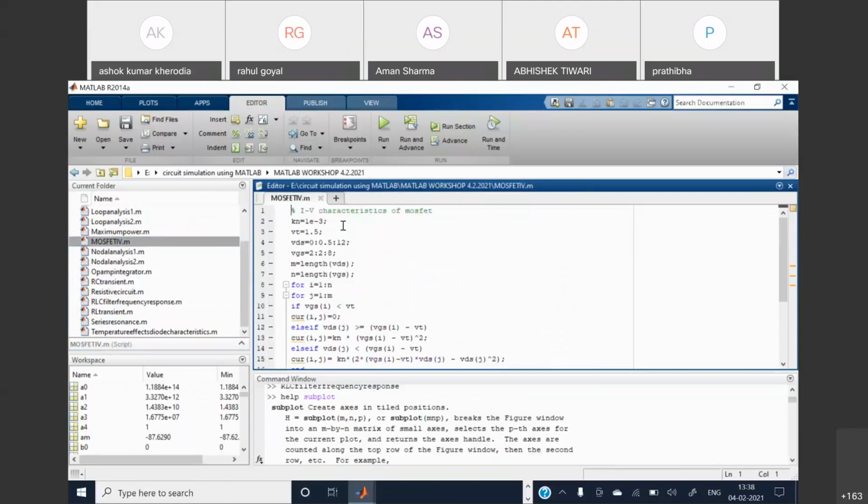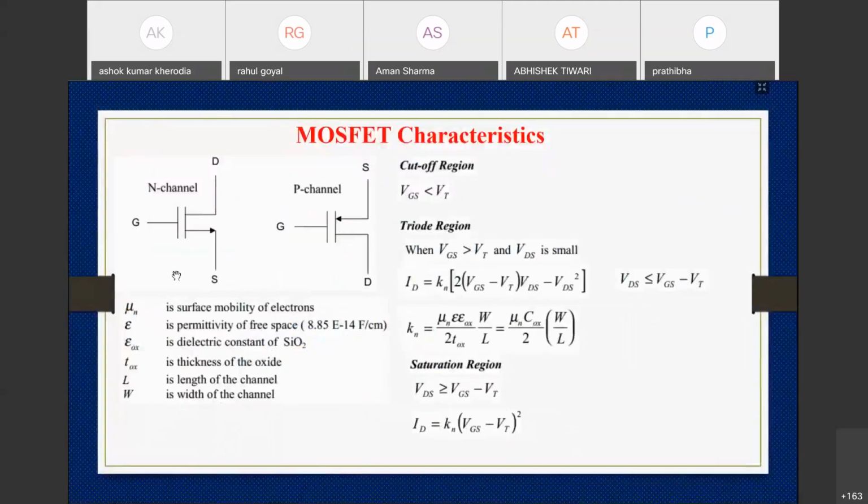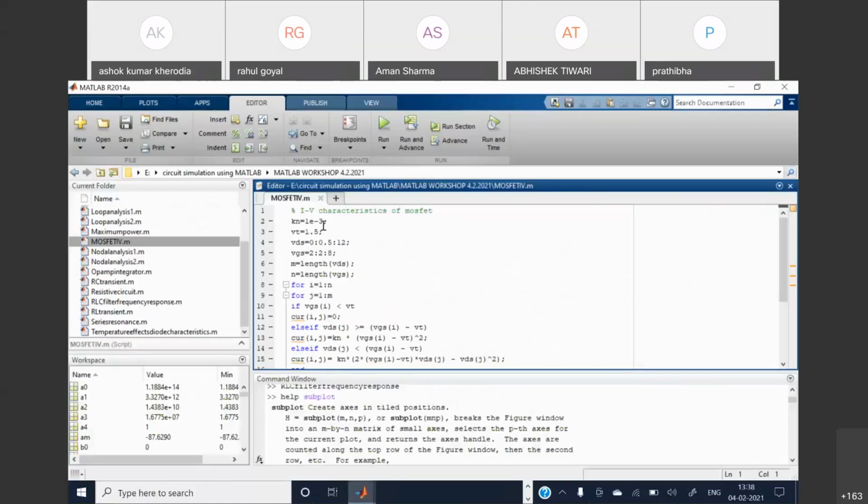See, I have given the value of Kn. Suppose I'm having this value Kn, the transconductance parameter. This is your threshold voltage. This is the value of VDS, varying from 0 to 12. This is the value of VGS, varying from 2 to 8.